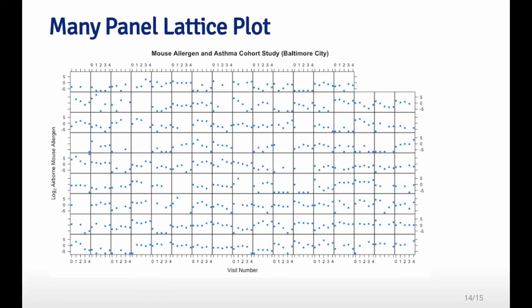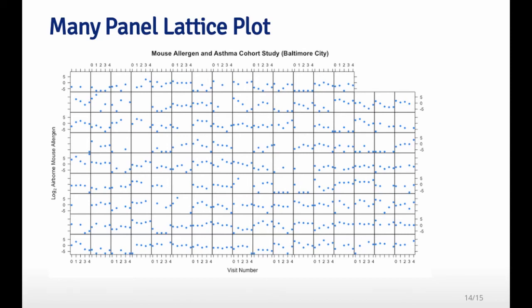You can see that a number of people have missing values. So not everyone has 5 values. Some people only have 2 values or 1 value. And so it may be useful to follow up on those subjects to see, okay, well, why does this subject only have 4 values or 3 values? You can see that some subjects have a lot of variation, so they go up and down a lot between visits, and some have almost no variation at all, that every visit is the same level of mouse allergen.